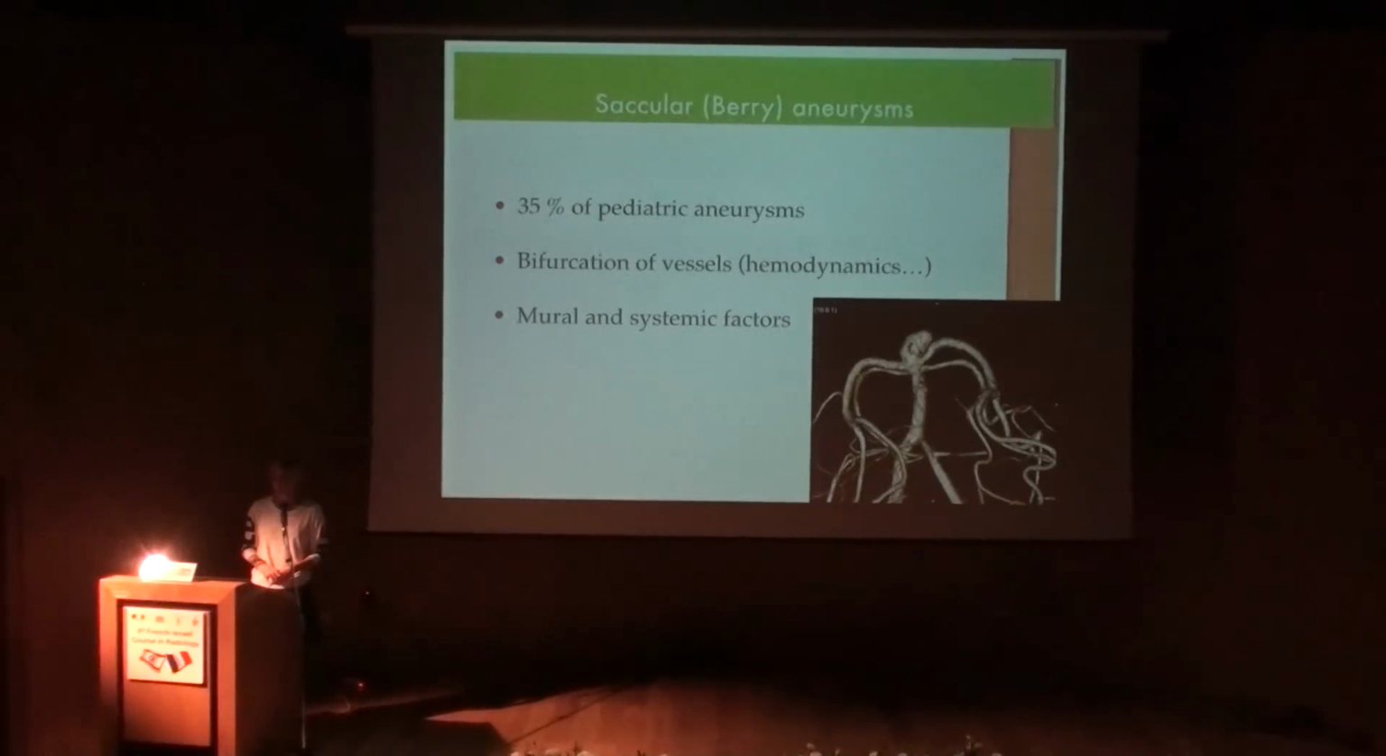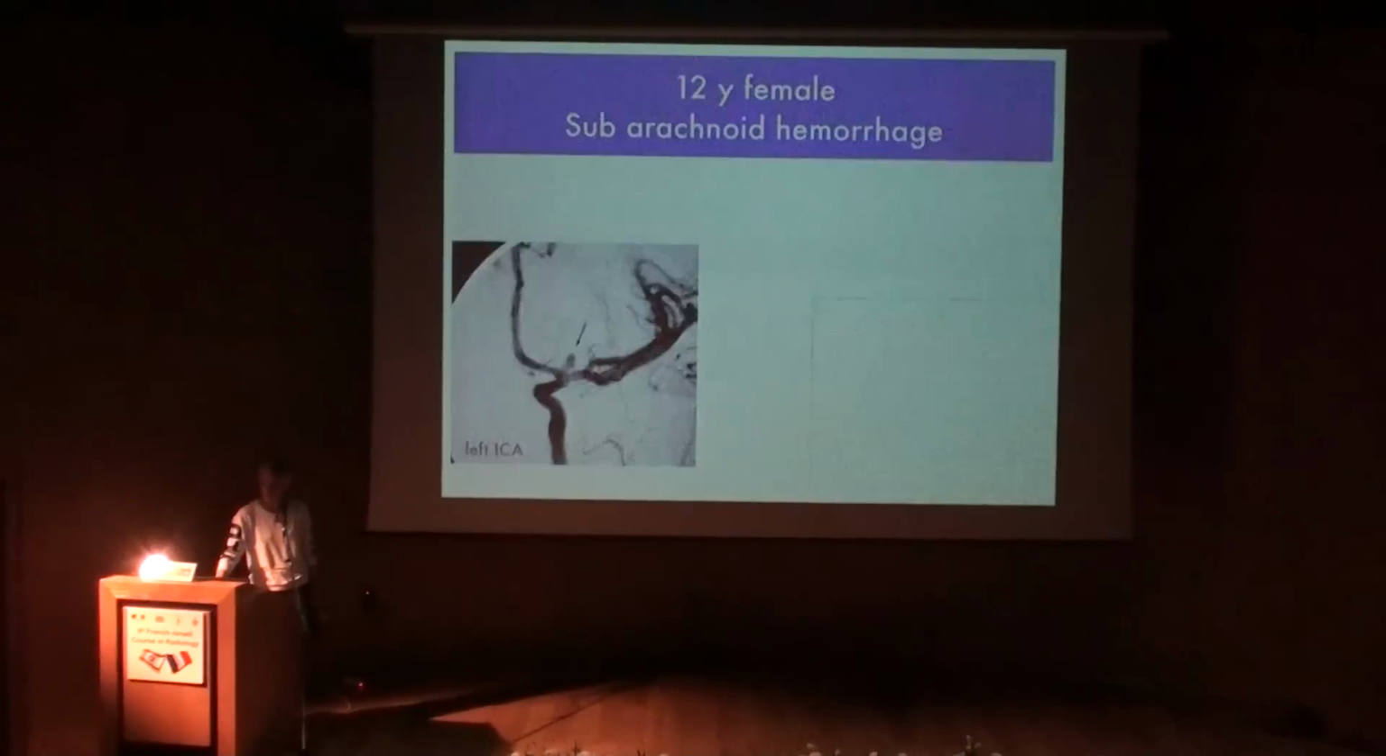And then to the usual saccular berry aneurysm. It's not the most common in pediatrics, but it's still about 30 to 40% of the aneurysms. In adults, it's happening at the bifurcation of the vessels, most of them in the circle of Willis. We all believe that there is some hemodynamic issue in the creation of those aneurysms, probably because of neural and systemic factors, which are probably different in kids in comparison to adults with hypertension and smoking and all that.